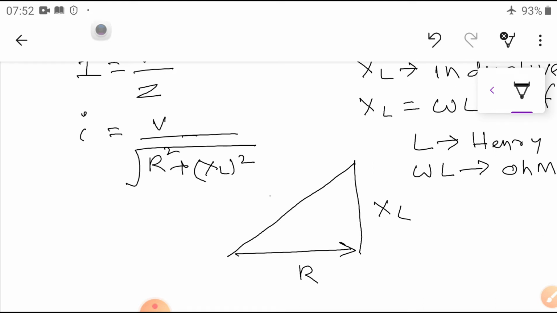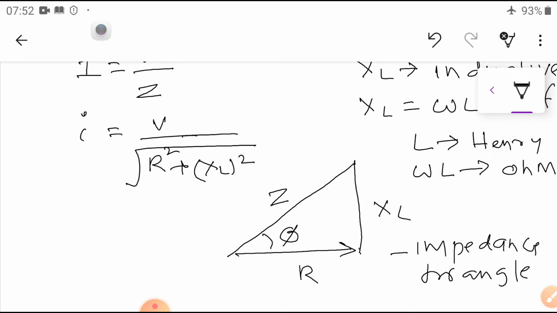This is known as Z. This is the phase angle. Okay, the combination of this, we can say is the impedance triangle. Already we have seen the impedance triangle, similar to the power triangle. Now, we know the resistance, we know the XL. So as per Pythagoras, Z square is equal to R whole square plus XL whole square.